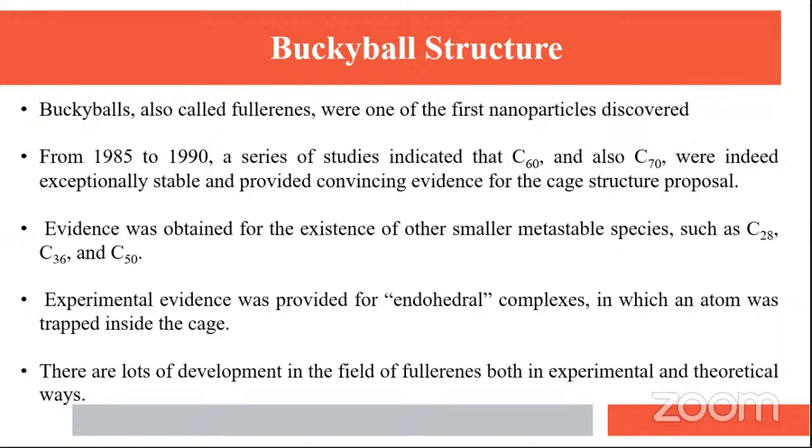Now the buckyball structure. This is the first nanoparticle, one can say, and these are also called fullerenes. It was the first nanoparticle discovered, between 1985 and 1990. We have C60 and C70, known as cage type structures, and then some further carbon cages were obtained, like C36 and C35, and experimental evidence was also obtained in support of this. This opened one field of research, replacing carbon atoms with different atoms to form cage-like structures and study different properties.